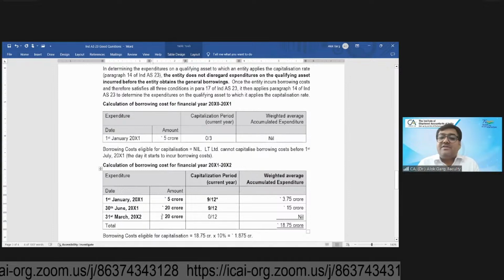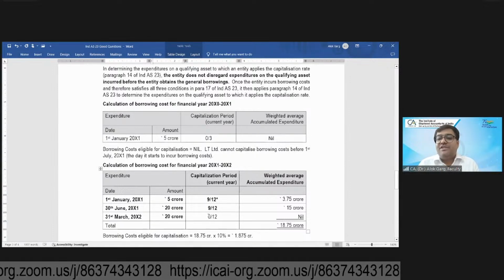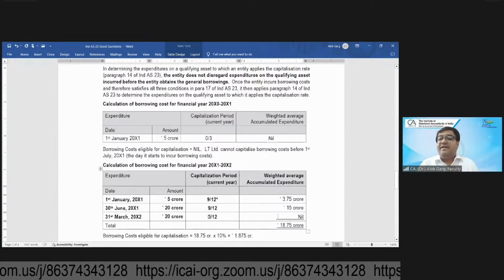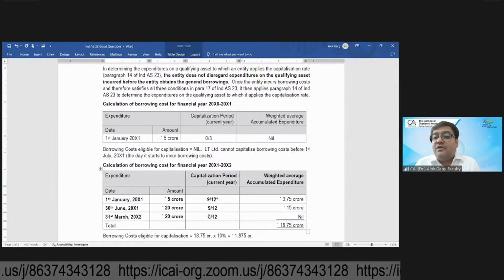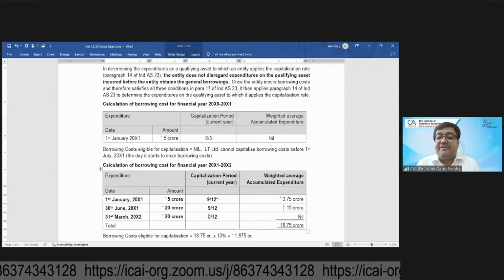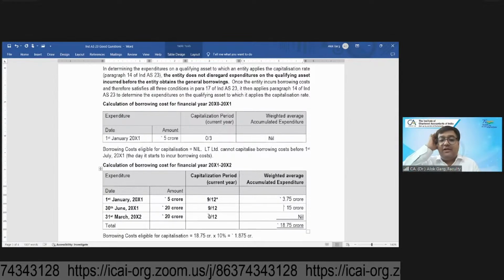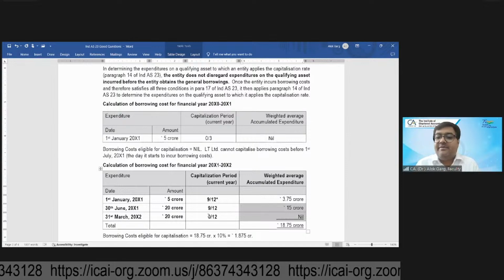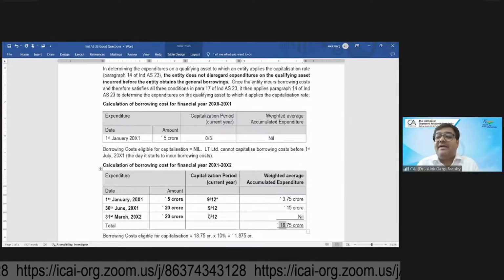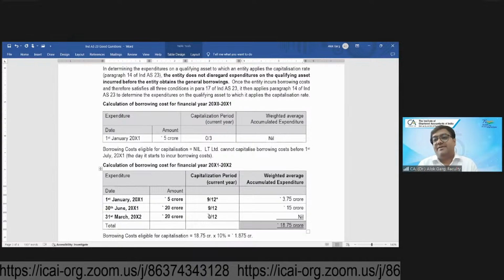And the last one is 31st March 20x2, which is 0 by 12. It means it is on the last day. The weighted average expenditure is nil. 5 crore multiplied by 9 by 12, it is 3.75. The next one, 20 crore multiplied by 9 by 12, it is coming out to 15 crore. The weighted average accumulated expenditure is 18.75 crore.